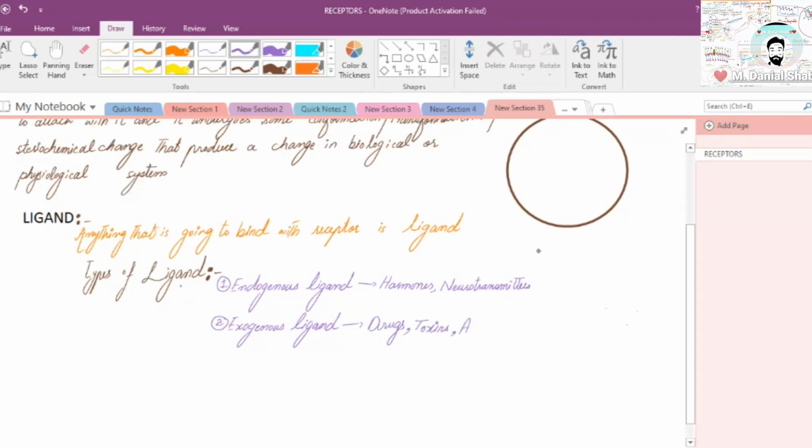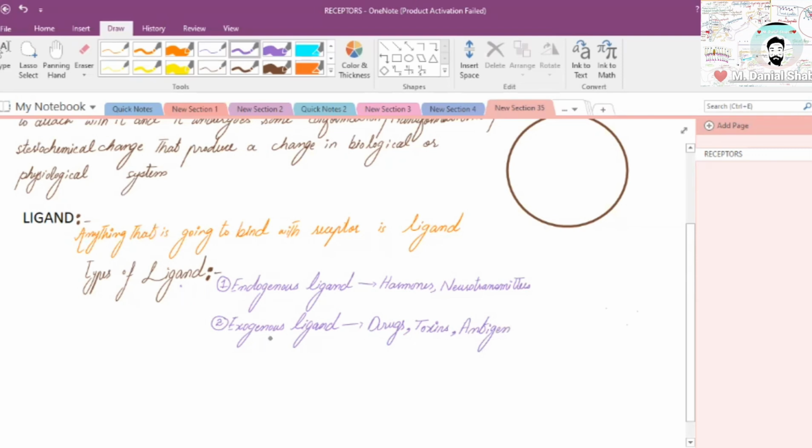Yes, when antigens come from outside and cause disease inside, they also act on the receptor. So these are the external ligands. Those are going to bind with the receptor, like an antigen. Okay, so these are the exogenous ligands.